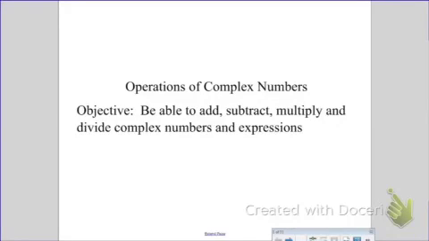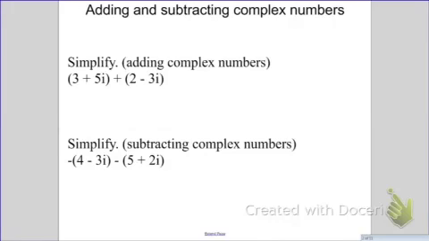Now that you are familiar with complex numbers and how to manipulate i and what i means, it's time to start talking about what you do with expressions that contain i. How do you add, subtract, multiply, and divide them? And we'll first go over adding and subtracting.